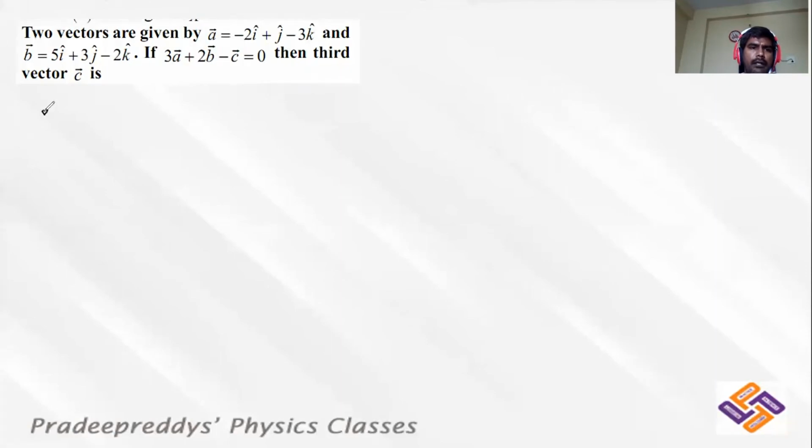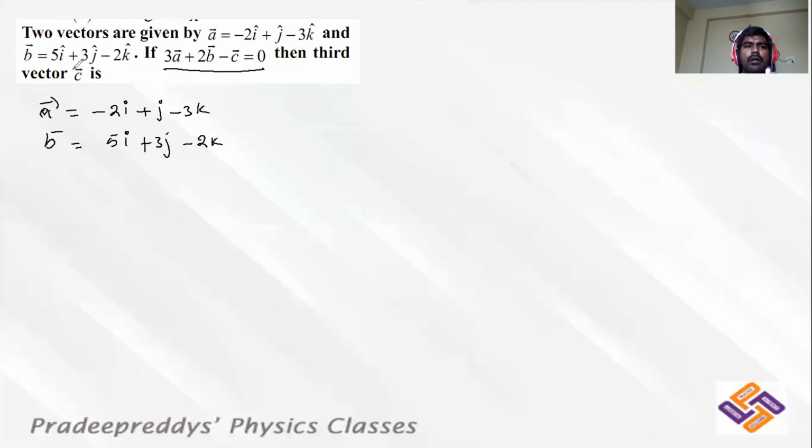A bar is equal to minus 2i plus j minus 3k, and B bar is equal to 5i plus 3j minus 2k. These are the two vectors given to you, and remember i, j, k by default are unit vectors. I am not representing the cap on their head. So A bar and B bar are two vectors. Now you want to find the third vector. If 3a bar plus 2b bar plus c bar is equal to 0, then find the vector c bar.